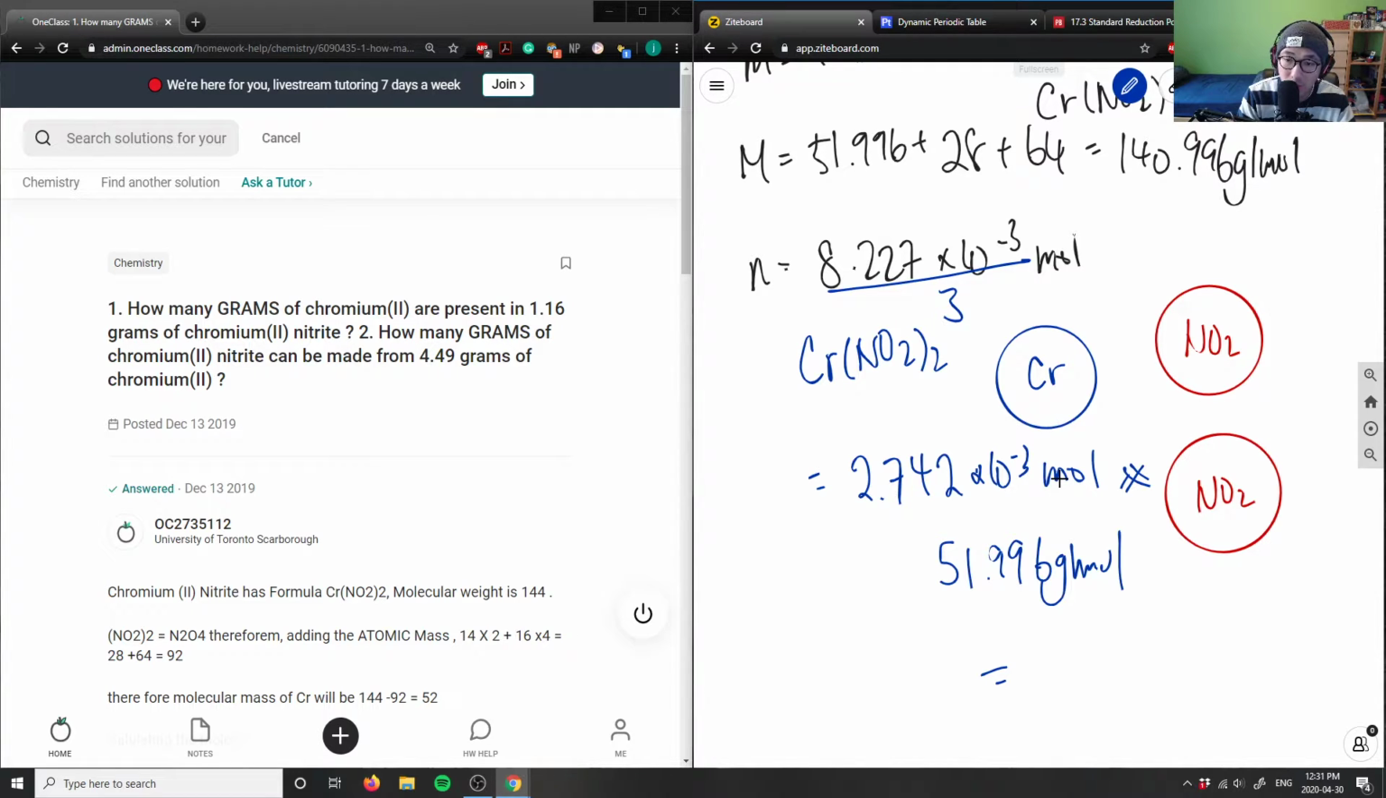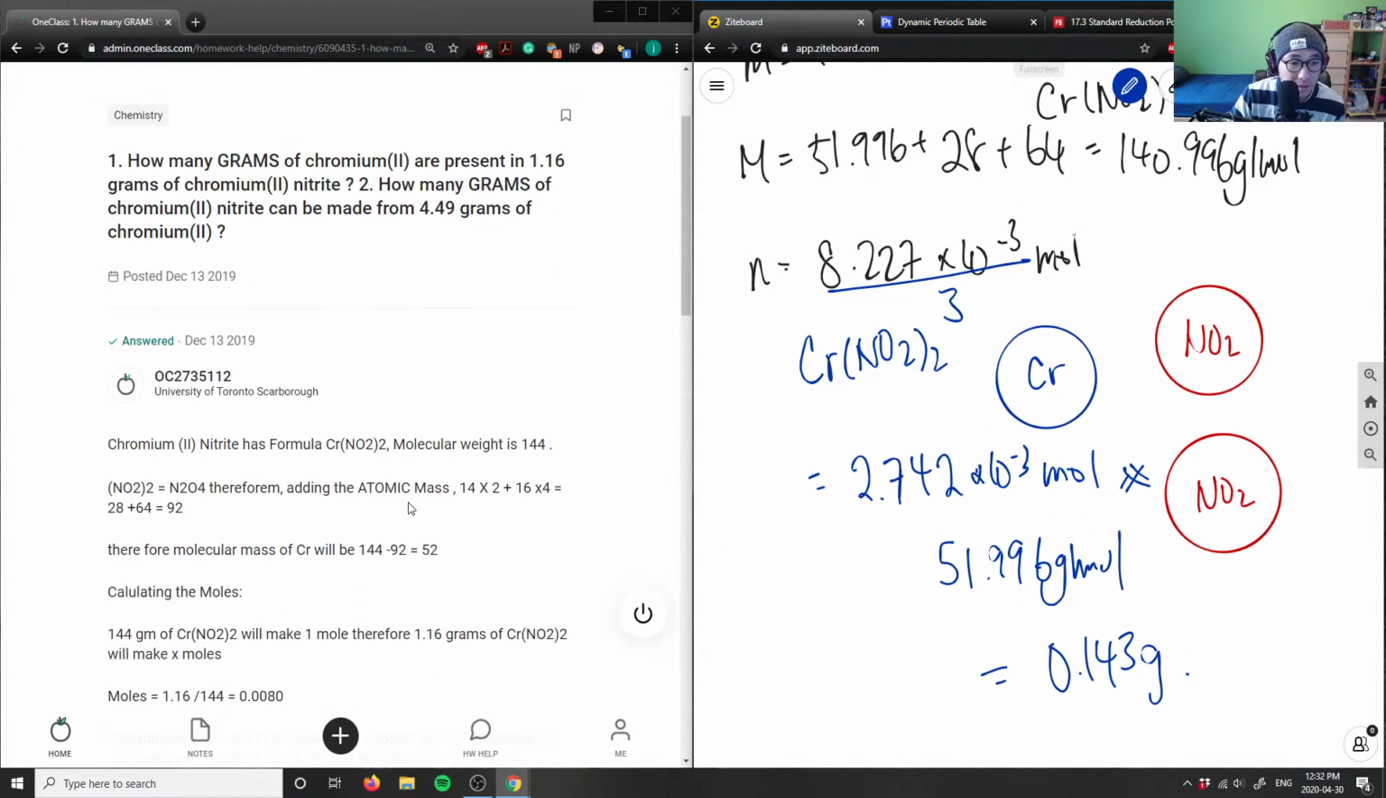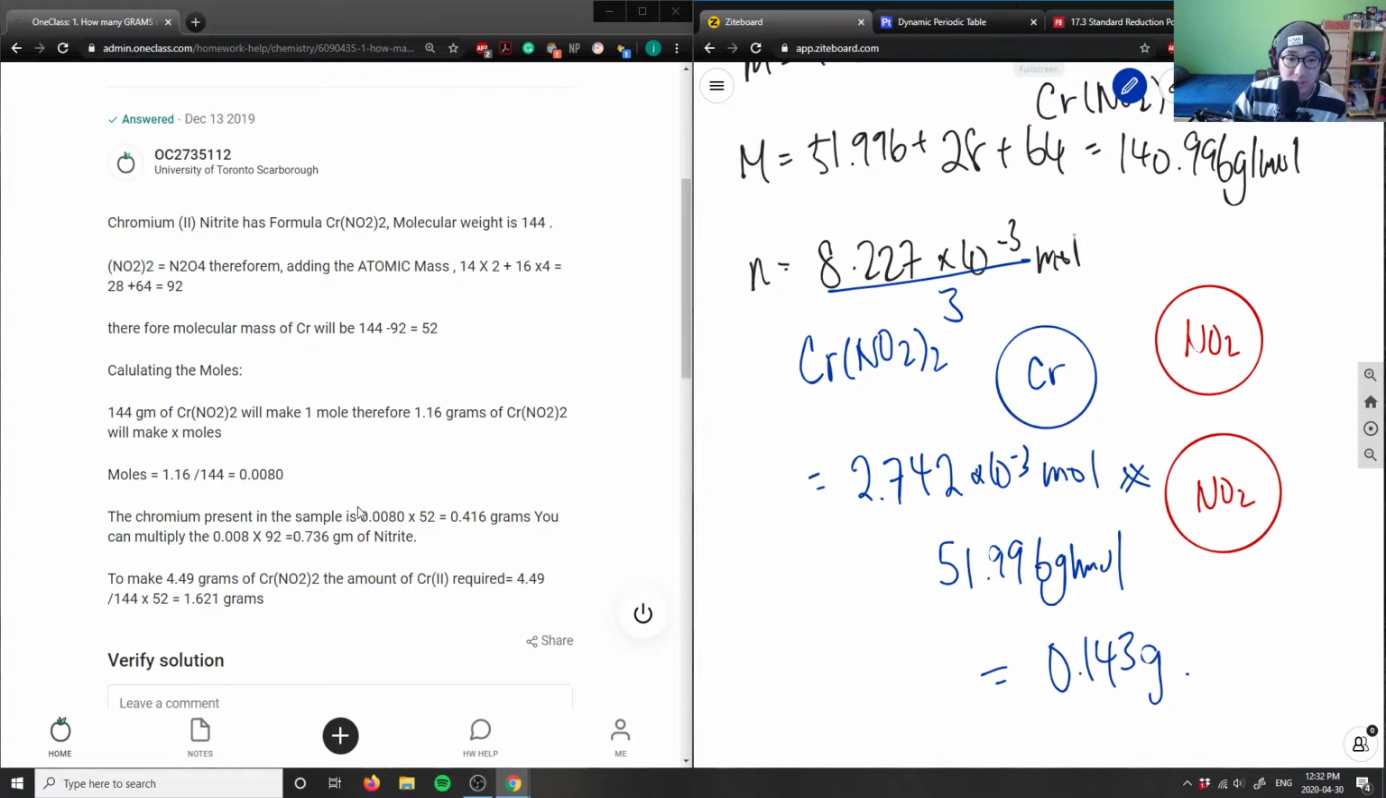So I'm going to take 2.742 times 10 to the negative 3 here, times 51.996, which would give me the grams of my chromium here, which is 0.143 grams of chromium. So this here is my grams of chromium in chromium nitrate. So let's see here, let me just see if they got the answer here.